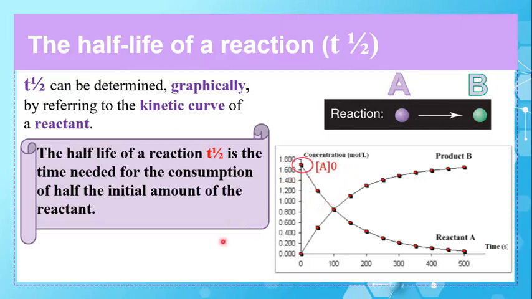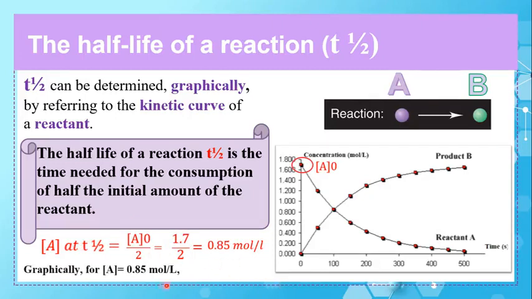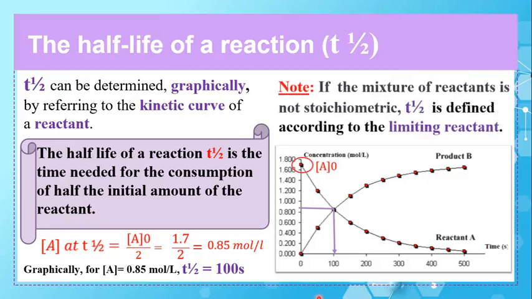So, by referring to the definition, the concentration of A at T half will be equal to the initial concentration of A over 2 equal to 1.7 over 2 equal to 0.85 mole per liter. So graphically, for A equal 0.85, T half will be equal to also 100 seconds. If the reaction contains more than one reactant, and the mixture of reactants is not stoichiometric, T half is defined according to the limiting reactant.